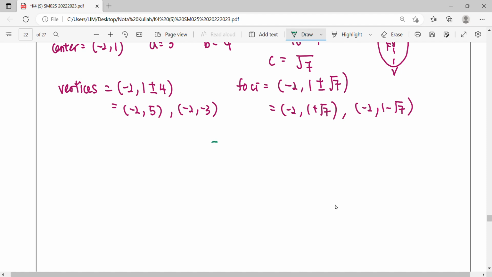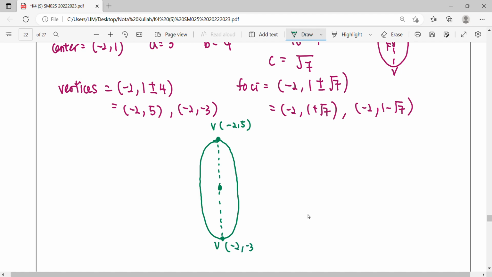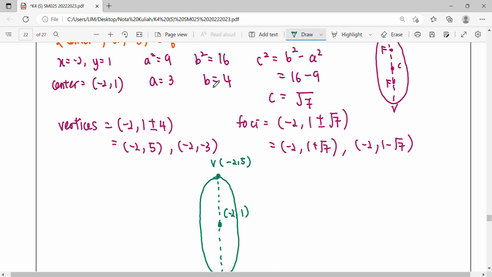If you want to draw your shape nicely, we can draw it nicely first. Then this is your major axis, center, vertices, label. So the vertex here, one is negative 2, 5. Down here, negative 2, negative 3. So the center will be negative 2, 1. And we look at our a unit here, 3 units.